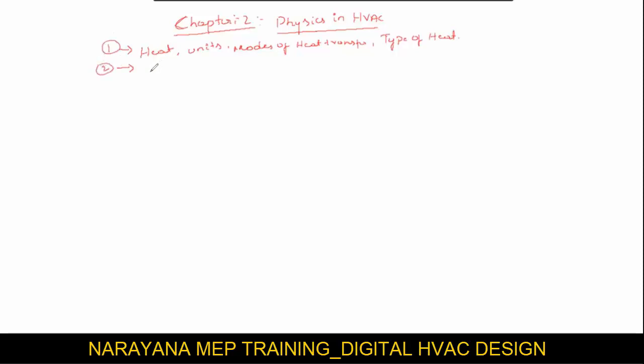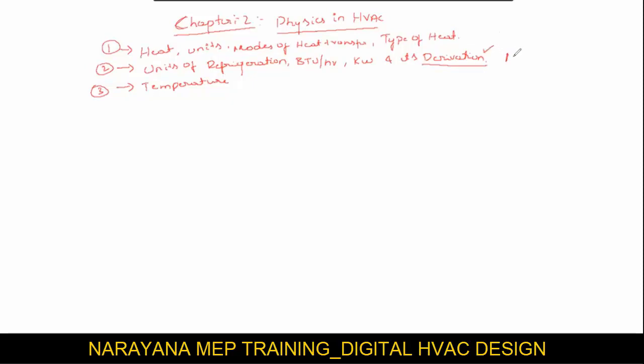The second one is tonnage, basically how to derive the tonnage or units of refrigeration, let us say. BTU per hour and kilowatt, and their derivation. And third, we will discuss temperature. For point number 2, kilowatt and BTU per hour: what is BTU, and how to derive it.